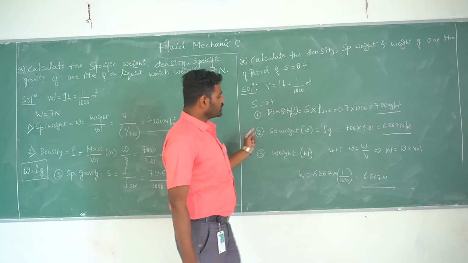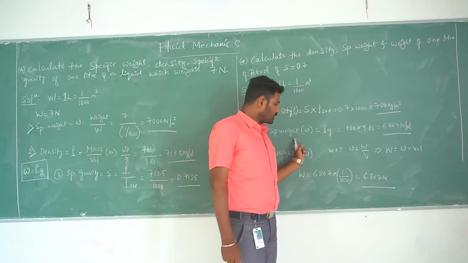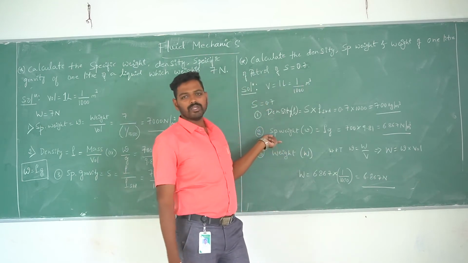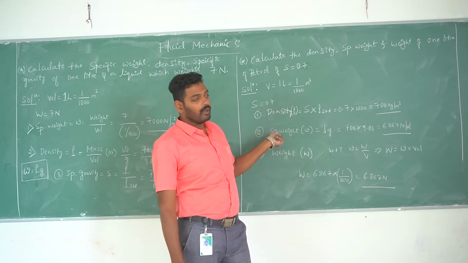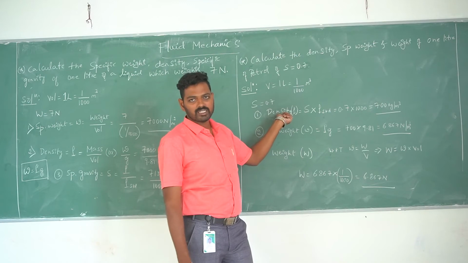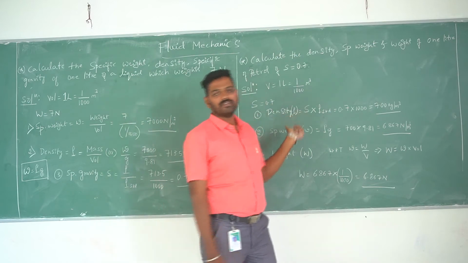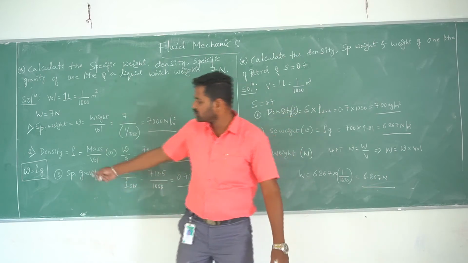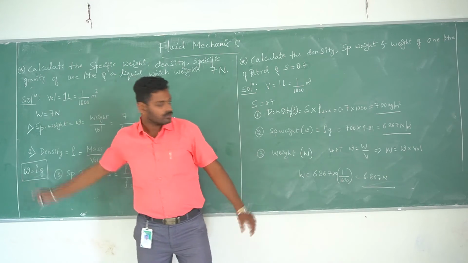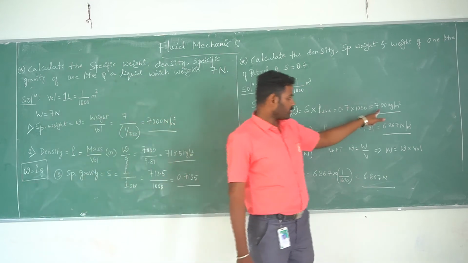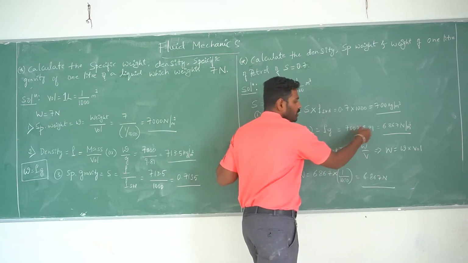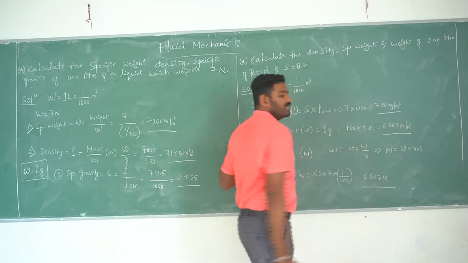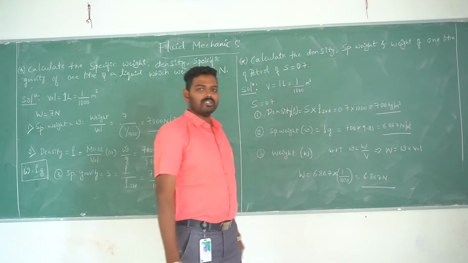Then the second one is specific weight or weight density. We know that it is weight of the fluid by volume of the fluid. But here weight is unknown, we know only the volume. But we know the mass density from the previous step. So if we have the mass density, we can easily find out the weight density. That is w is equal to rho into g. So rho we have calculated as 700, g is 9.81. 700 into 9.81, you will get 6867 Newton per meter cube.